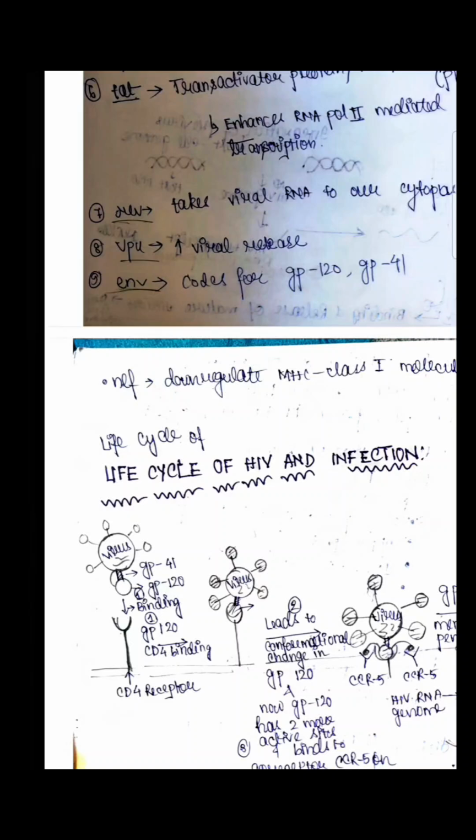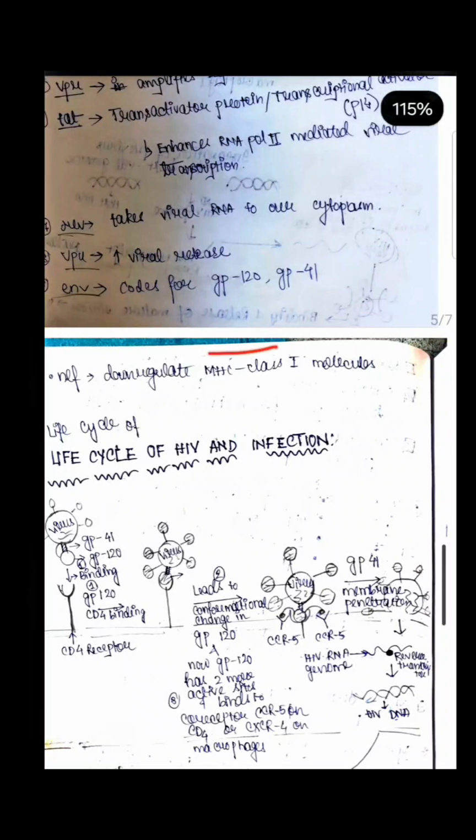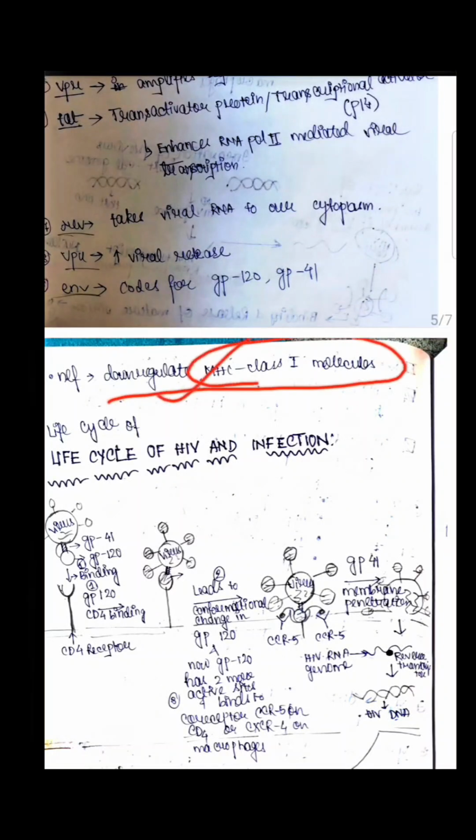And next we have the NEF protein. Okay, I mean the NEF gene. What does it do? This NEF downregulates the MHC class 1 molecules and suppresses our immunity, or suppresses the host immunity. That's it. Okay, now we will begin with the life cycle of HIV and the pathogenesis of HIV.